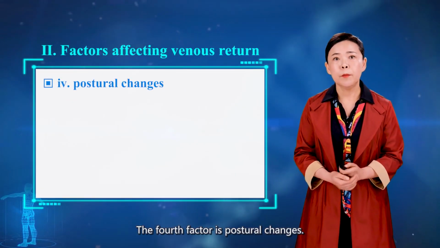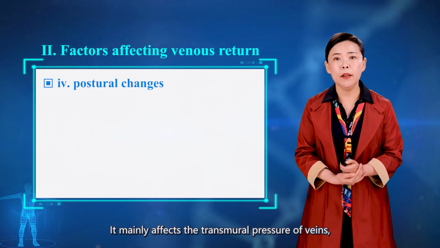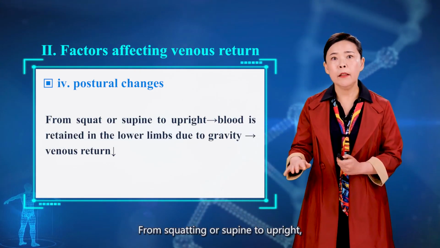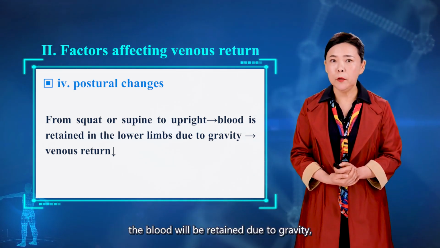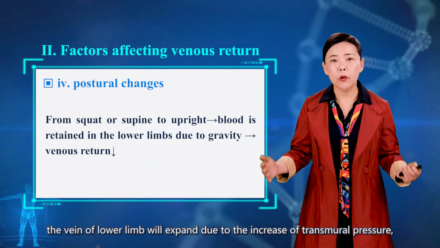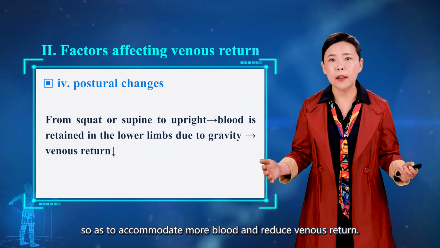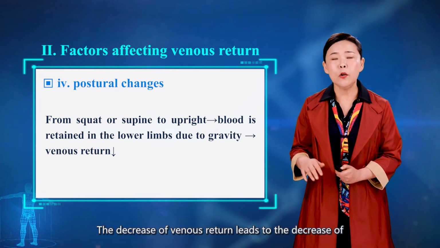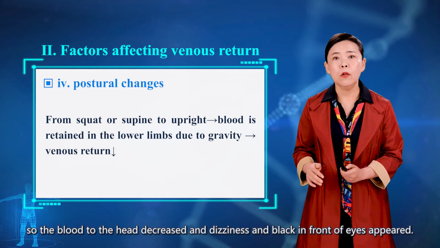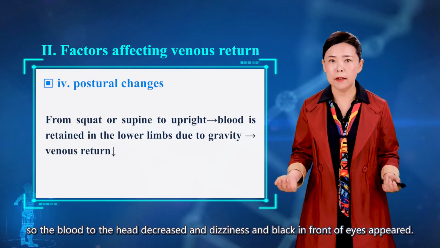The fourth factor is postural changes. It mainly affects the transmural pressure of veins and then changes venous return. From squatting or supine to upright, the blood will be retained due to gravity. The veins of the lower limb will expand due to the increase of transmural pressure, so as to accommodate more blood and reduce venous return. The decrease of venous return leads to decreased cardiac output and arterial pressure, so the blood to the head decreases, and dizziness and black in front of the eyes appear.